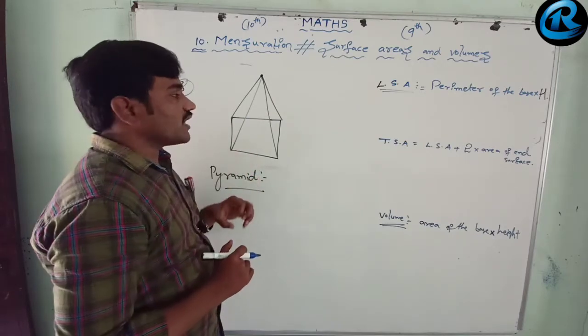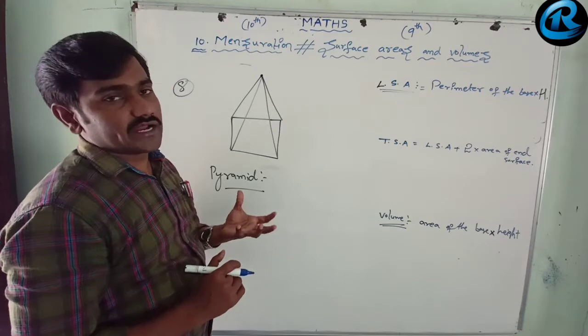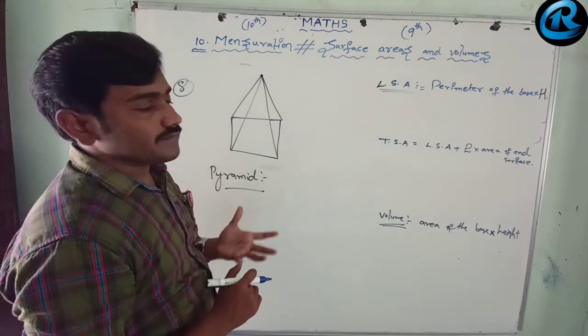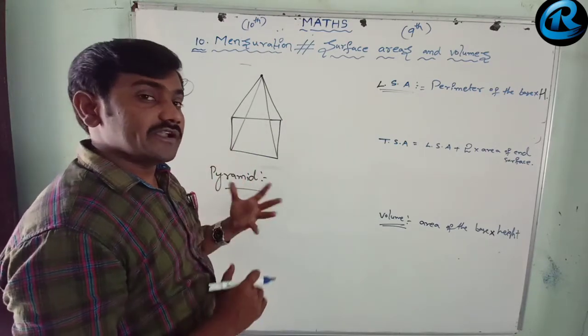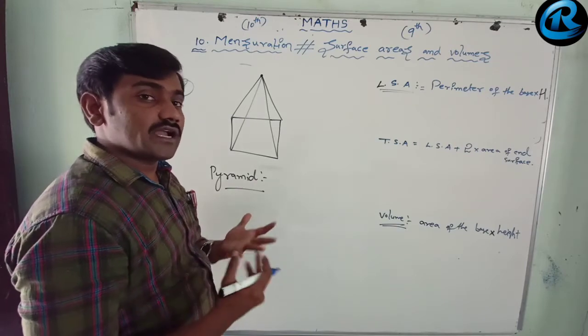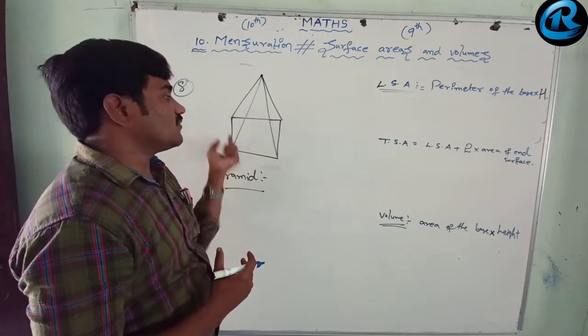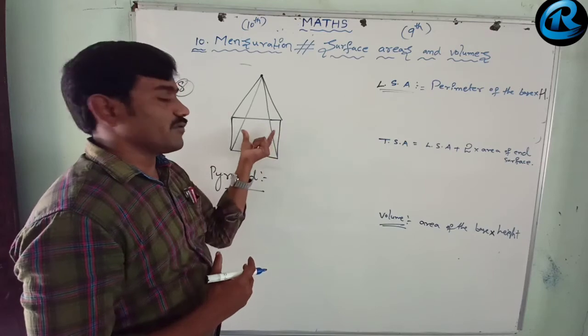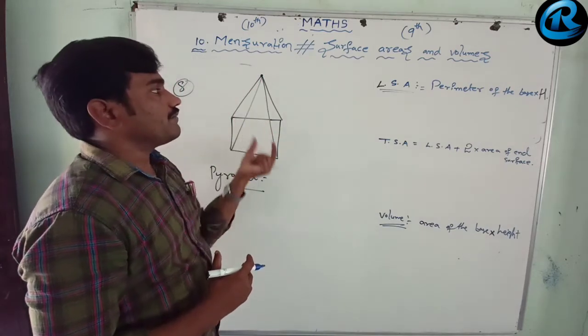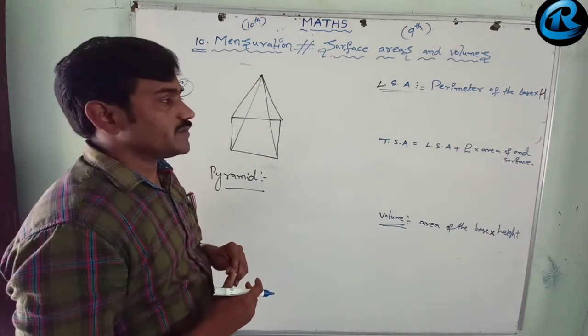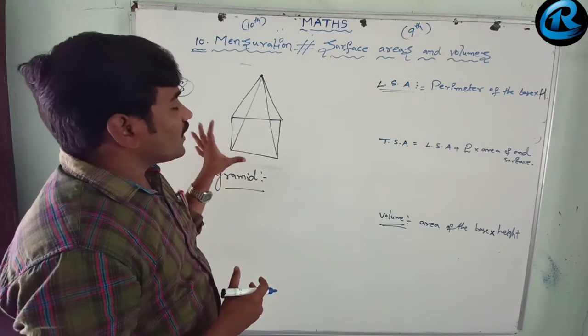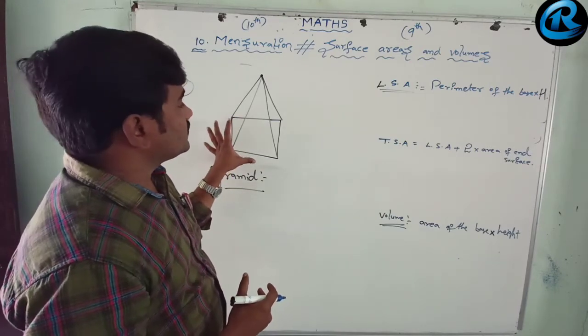So there will be different kinds of pyramids as we have learned, like a triangular pyramid, rectangular pyramid, and here a square pyramid, pentagonal, hexagonal pyramids, decagonal pyramids also. Decagonal means there will be a regular polygon with 10 sides here, and we will be getting 10 triangles also. So what are the formulas of this pyramid?